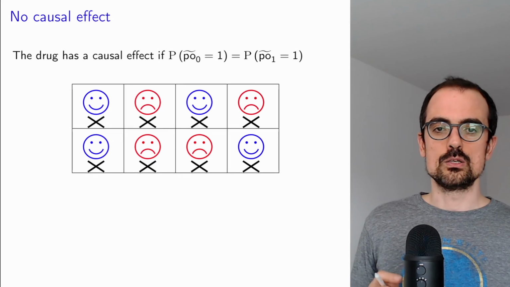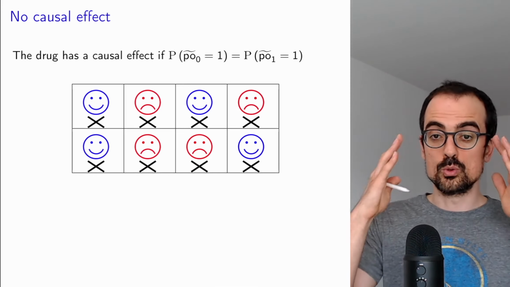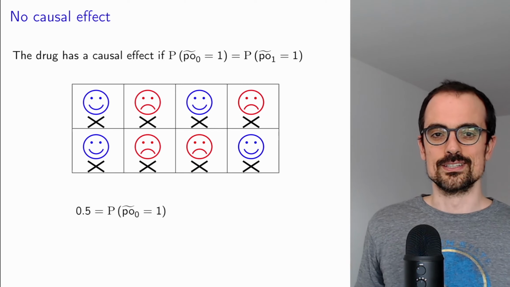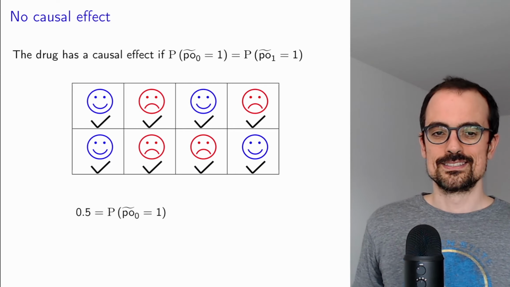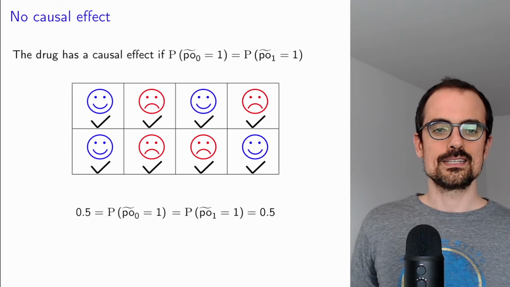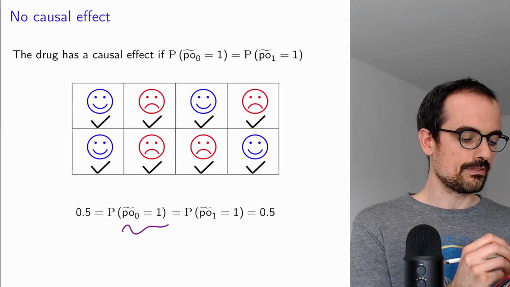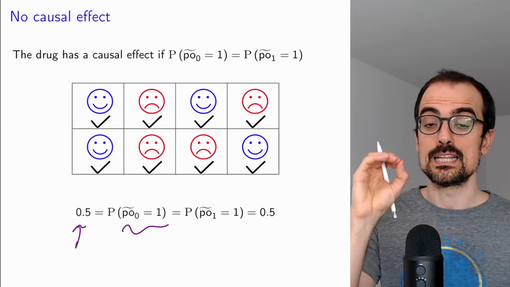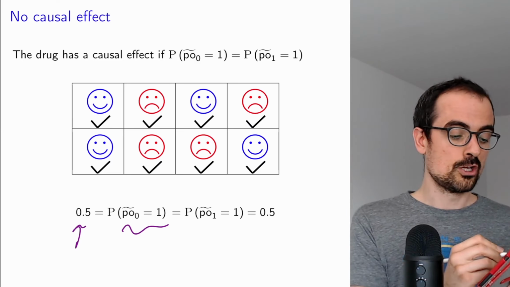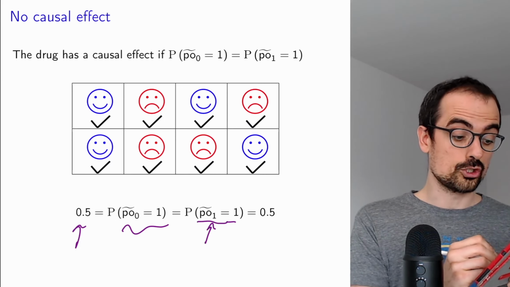If in the alternative reality where nobody receives the treatment, 50% of the people recover and 50% do not recover. In the alternative reality where we give everyone the treatment, the same is the case, okay? 50% recover, 50% don't recover. Mathematically, the probability that the potential outcome associated with no treatment is equal to 1 is 0.5. For the potential outcome associated to treatment, it's also 0.5.